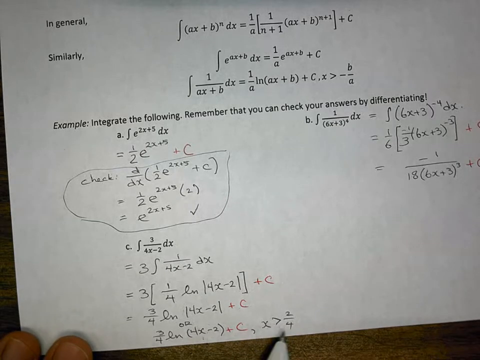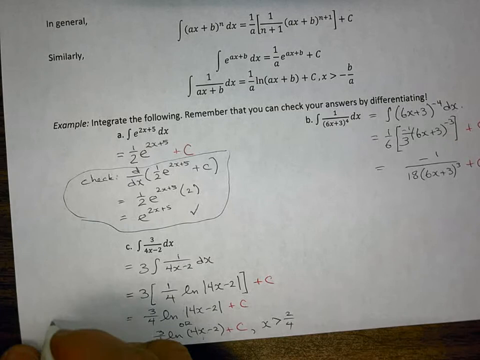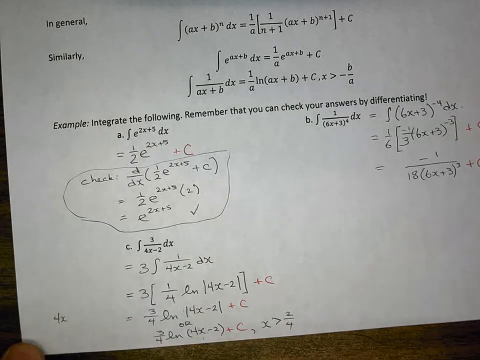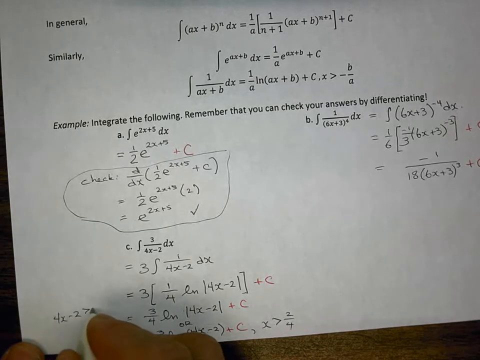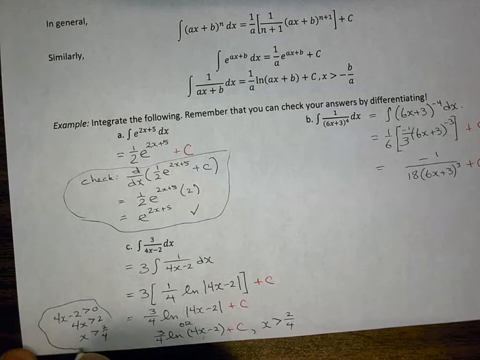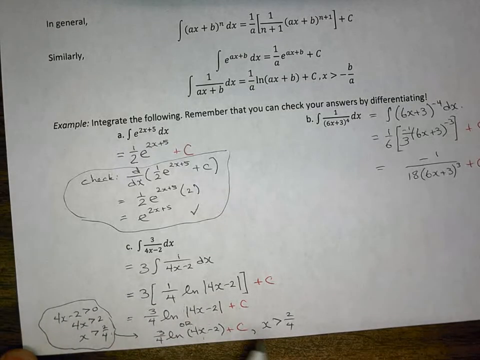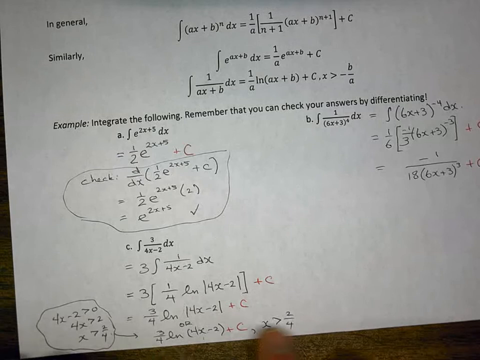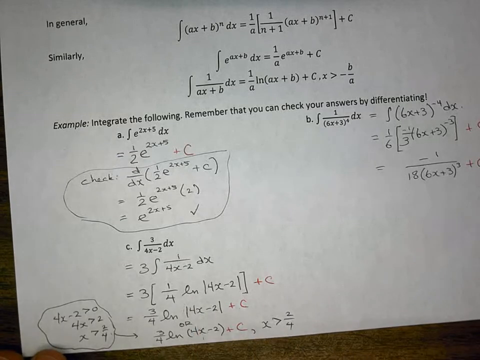X has to be greater than, sorry, let's do it over here. 4x minus 2 must be greater than 0. So 4x has to be greater than 2. So x has to be greater than 2 over 4. So that's how I got that. I don't care which way you wrote. I was taught to do this. It's quicker, right? You just put absolute value bars, and that tells you about the restriction.